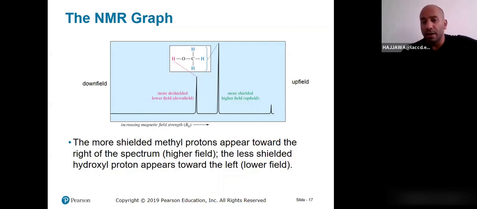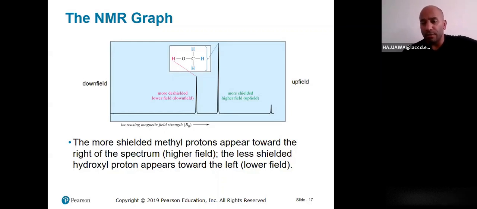You can see here the example that we just referred to. The CH3 here shows up around 3 ppm, while the OH shows up around 3.5 ppm. The conclusion from this slide is that we always refer to the right-hand side of the spectrum as the upfield area, while the left-hand side of the spectrum is the downfield area.